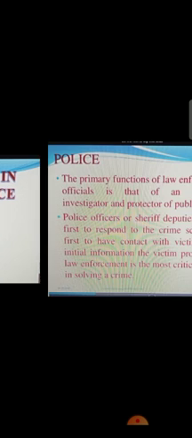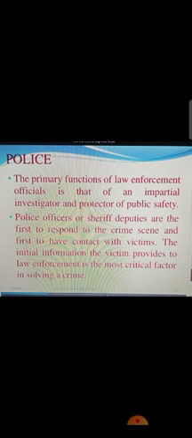There are four main players in this criminal system which is provided by our country. The four main players in this criminal system are police, public prosecutor, defense lawyer, and the last one is judge. First, we will talk about the police.